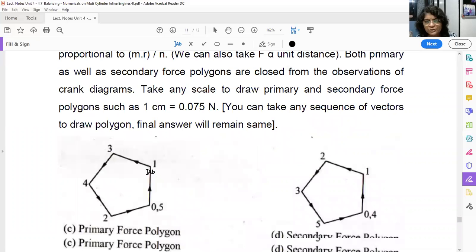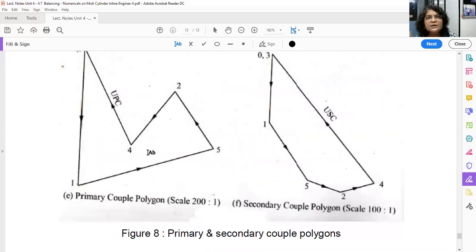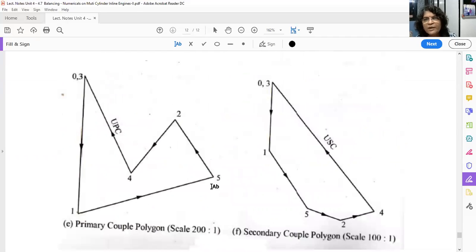You cannot show also. Okay. That means 0 couple. So 0 to 1, 1 to 5, 5 to 2, 2 to 4. You are here. So it's an open polygon you are getting. So what you have to do now to find out the unbalanced primary couple?